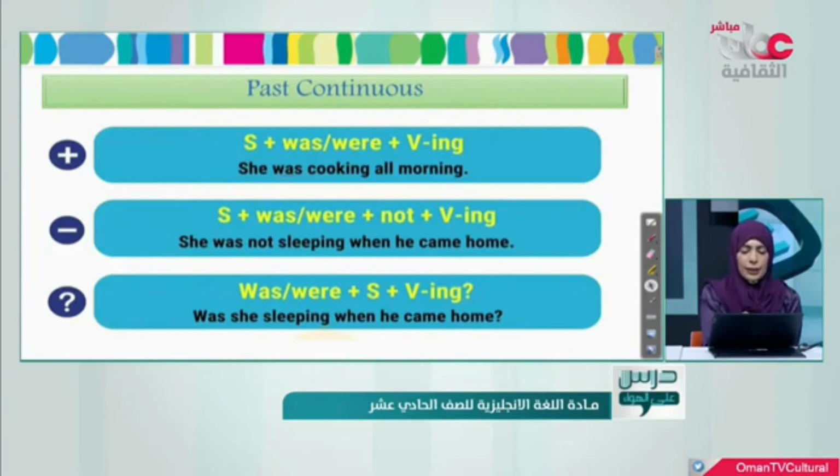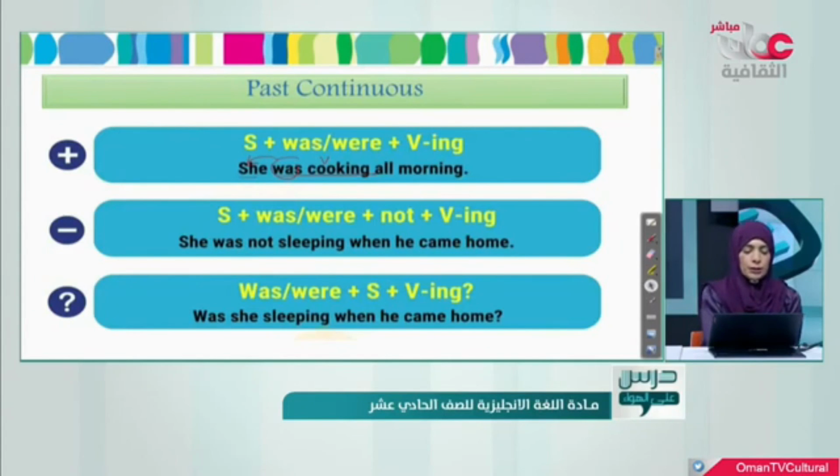She was cooking all morning. Here I have was cooking, and the subject is she. Was, because we have the subject she, and then we have the verb plus ing. Look at the question, or the negative form. Let's start with the negative form. She was not sleeping when he came home.